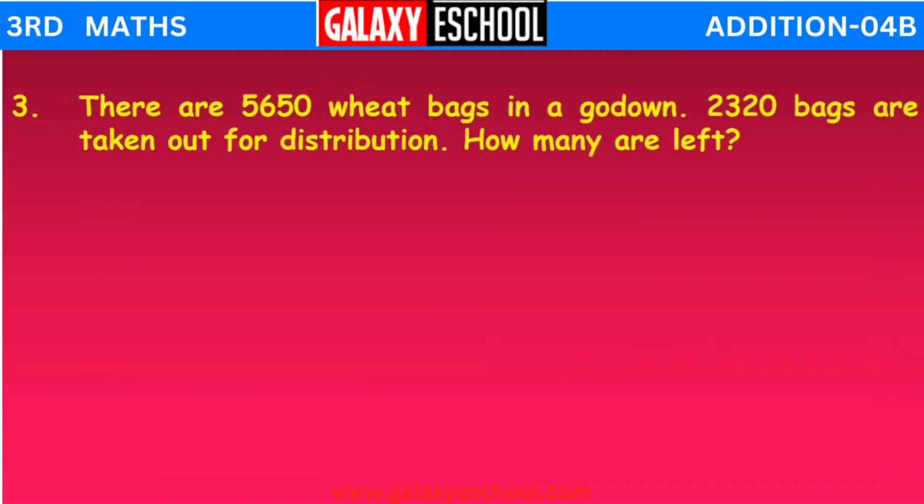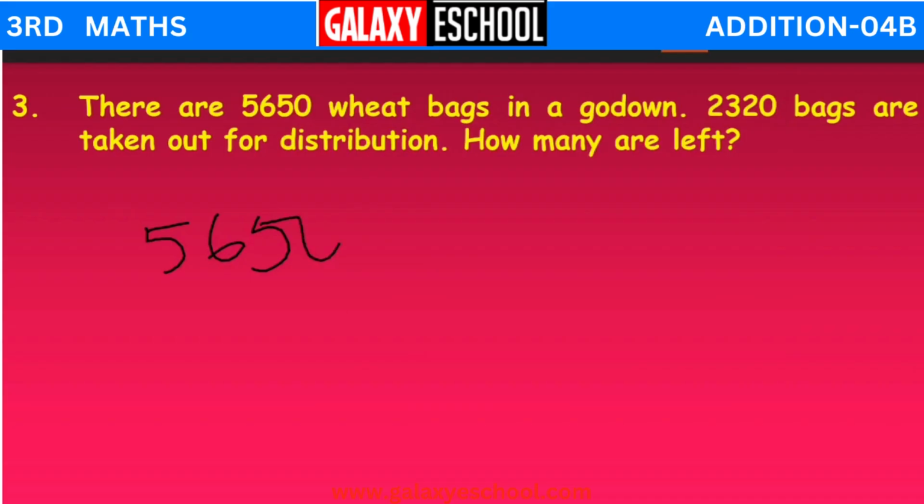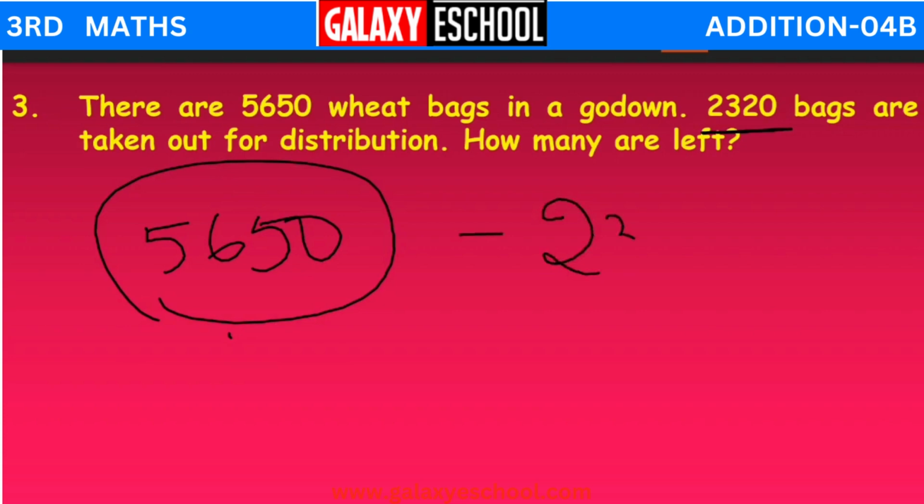Okay, moving on to the third word problem. There are 5,650 wheat bags in a godown. 2,320 bags are taken out for distribution. How many are left? There are 5,650 bags, the total number of bags. From that we took out 2,320 bags. So that means we have to subtract.